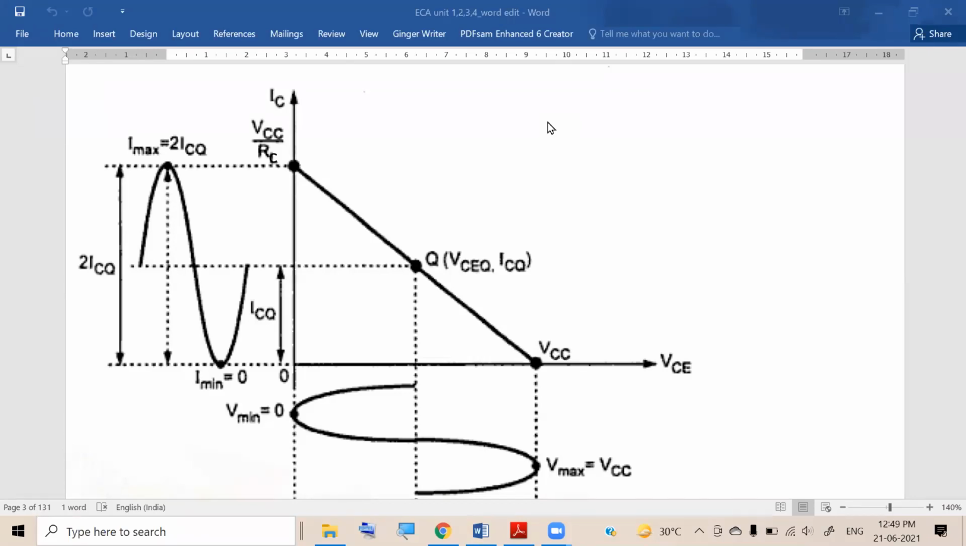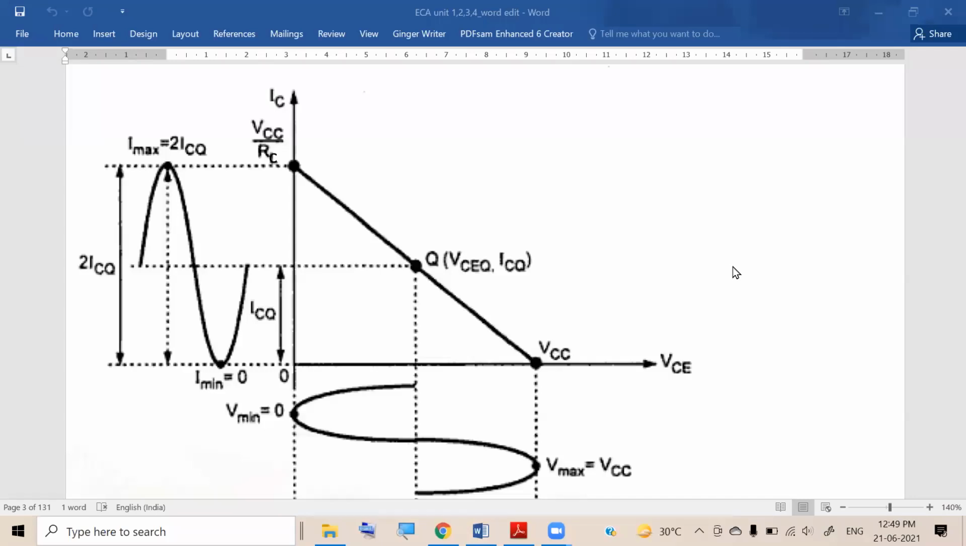So now tell me what is the peak to peak current value here? Students, easy question, please answer. See the graph and tell me. 2IC. Very good, 2IC. What is the peak value of current here? Peak value. VCC by RC. That is the maximum value. Anyway, we will see that while we are seeing the derivation.